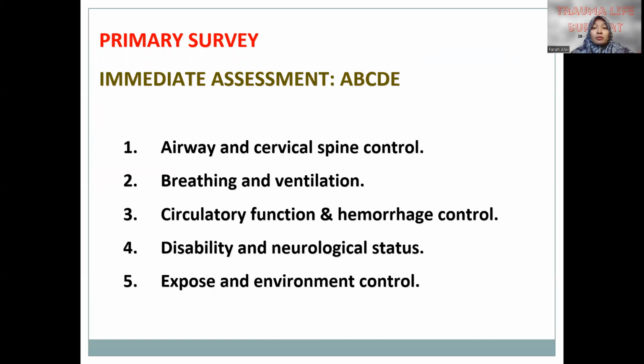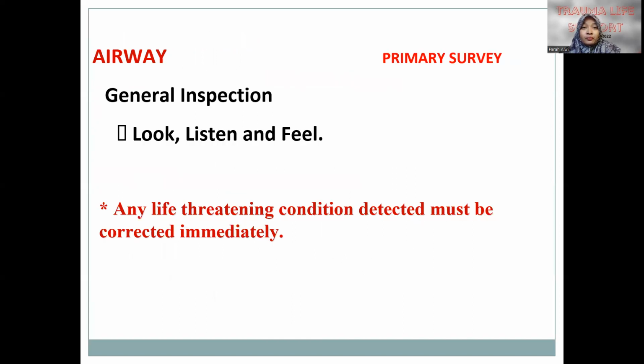C is circulation and hemorrhage control. All right. D is look at the disability and neurological status. And E is when you expose the patient and you control the environment as well. All right. Okay. Airway. First is inspection.